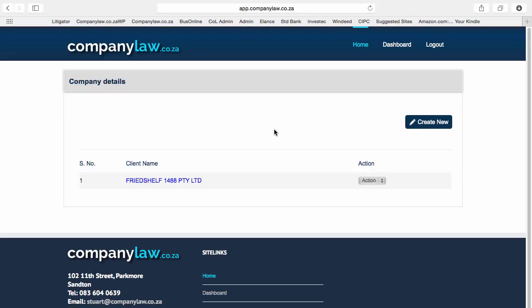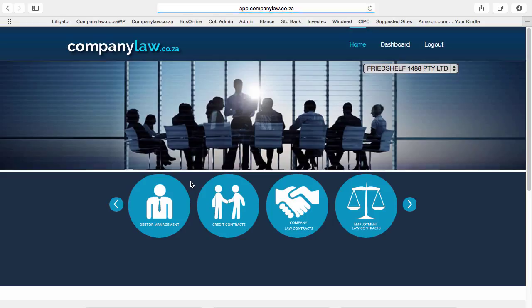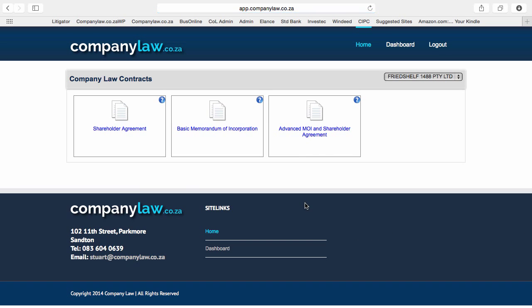This video demonstrates how to create a comprehensive shareholders agreement and a Memorandum of Incorporation in accordance with the Companies Act 2008, together with the special resolution that is required in order to register the Memorandum of Incorporation. Typically, drafting these documents would take a corporate lawyer well in excess of 5 hours. Let's see how long it takes on the company law system.